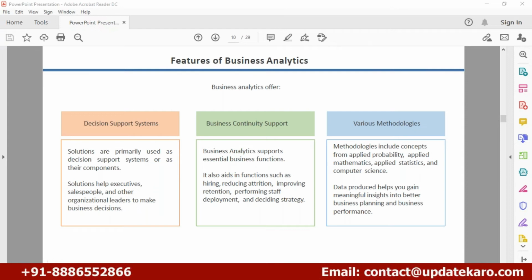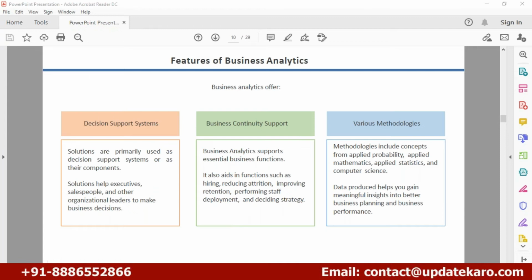This is called business continuity support, right? One is decision support systems. The second one is business continuity support. In continuing our business, there is support from business analytics. And the third one is various methodologies. Methodologies include concepts from applied probability, applied mathematics, applied statistics, and computer science. So the data produced helps you gain meaningful insights into better business planning and business performance. This thing I don't have to explain.